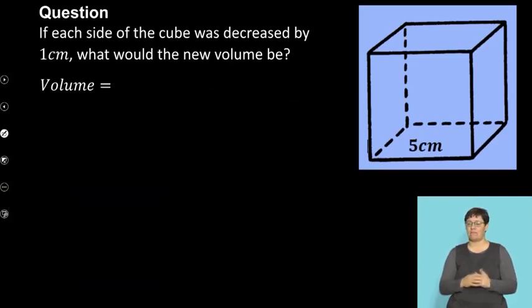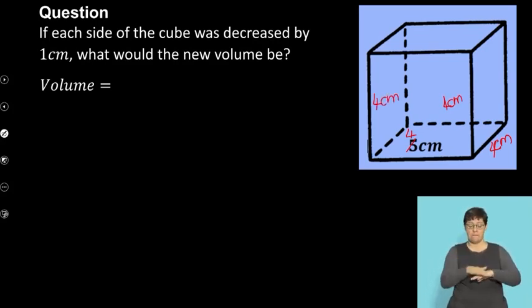So it's no longer 5 centimeters. We now have 4 centimeters for each side. So that means again that each measurement will be 4 centimeters because it is a cube, which means that all of the sides are equal to each other.